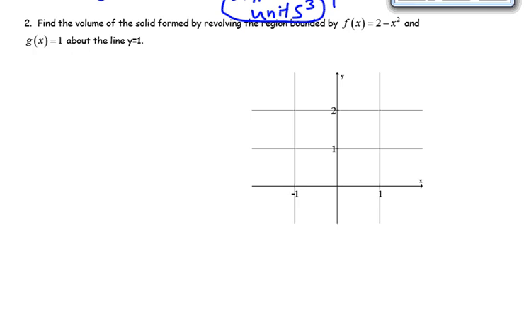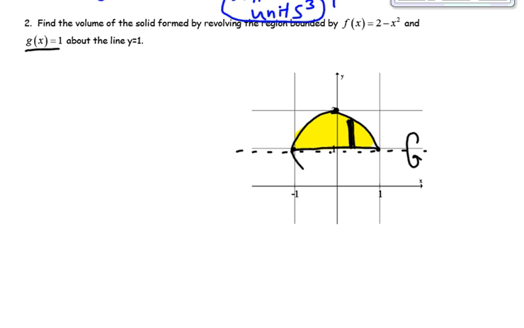For number 2, I'm going to quickly pause and draw the picture, and then we'll calculate the volume. Okay, so here's my picture. I have 2 minus x squared, and that's bounded by the line y equals 1, and then we're going to rotate around the line y equals 1 as well. So you're going to have something like this. When we rotate it, it'll look almost just like the other figure. We have this Pokemon shape again, so it looks very similar.